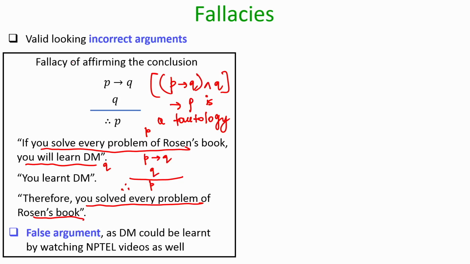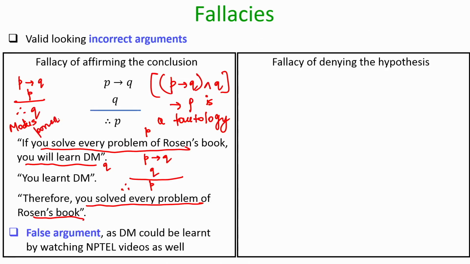This is different from your modus ponens. Remember, your modus ponens was P implies Q and P, therefore Q. This is different. Modus ponens is a valid argument form, but this fallacy of affirming the conclusion is incorrect. It may or may not be true.